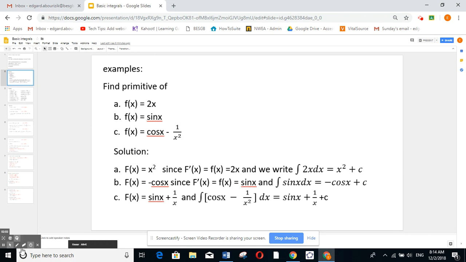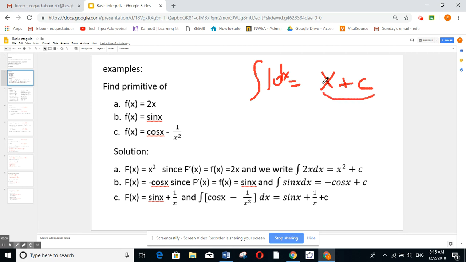Let us take some examples. Before I start, I'm going to ask: what function, if I derive it, gives me 1? You're going to tell me it's x. If I derive x, I get 1. So the integral of 1 dx is x plus c. Why? Because the derivative of the answer is 1.